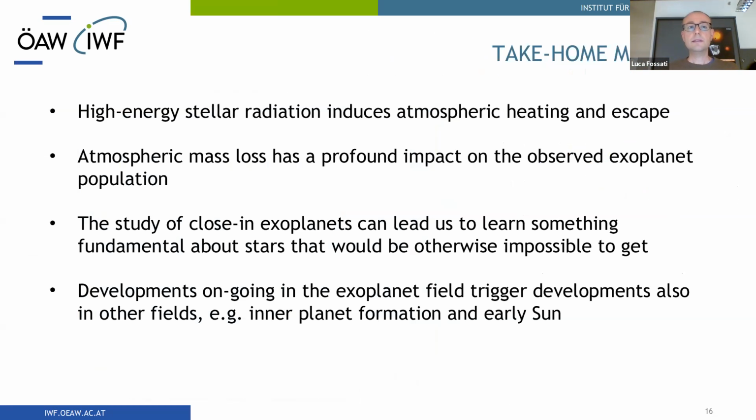So these are the take-home messages that I want to give you. The high energy stellar radiation induces atmospheric heating and escape. Mass loss has a profound impact on the observed exoplanet population. And then the study of close-in planets can lead us to learn something fundamental also about stars that is otherwise impossible to get from other measurements. And developments that are ongoing in the exoplanet field can actually trigger development also in our fields. And in this particular case, as I have shown you, for the understanding of the formation of the inner solar system planets and of the early sun. Thank you for your attention.